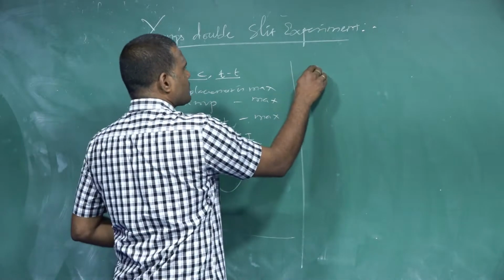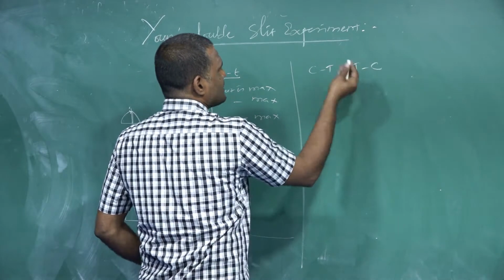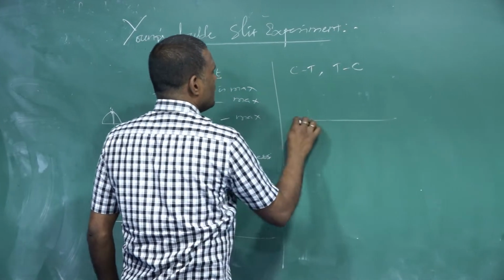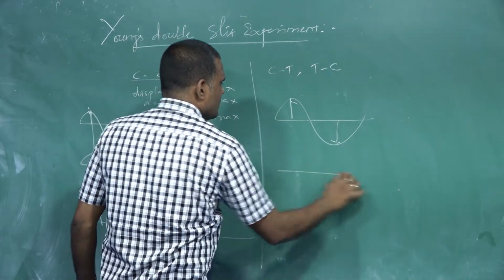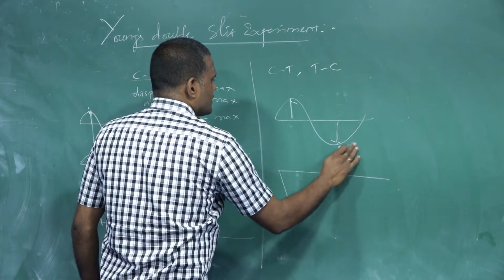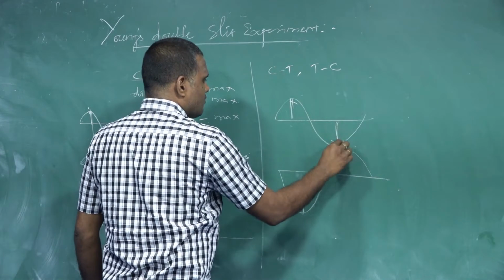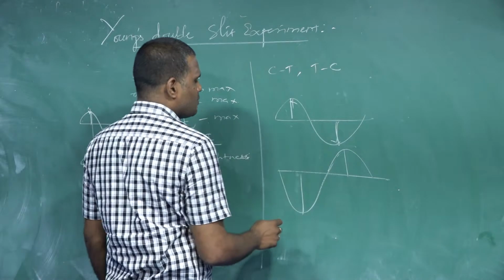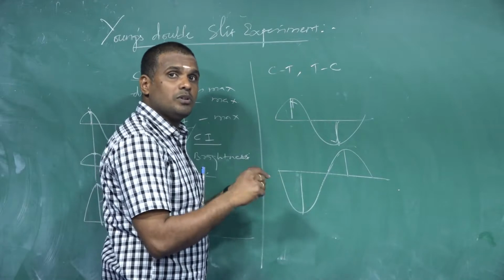Whereas when a crest of one wave meets the trough of another, or a trough of one wave meets the crest of the other wave, we can say this is the crest and this one is the trough. If the crest meets the trough, or trough meets a crest, what is the resultant displacement? If the amplitudes are equal, then the resultant displacement will be zero.